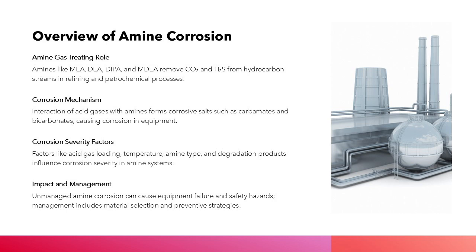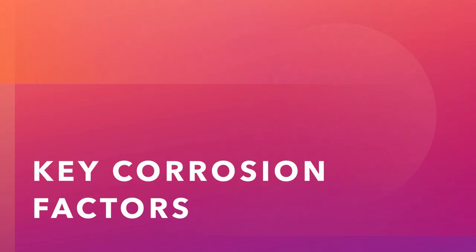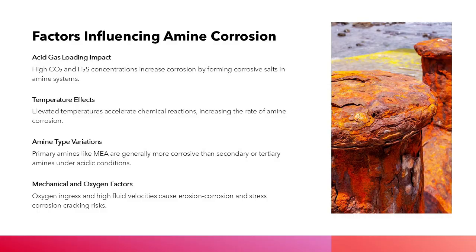Understanding the mechanisms and contributing factors is essential for selecting appropriate materials, implementing preventive measures, and ensuring reliable operation of amine treating units. Key corrosion factors influencing amine corrosion. Several key factors influence the rate and severity of amine corrosion. Acid gas loading is a primary driver. Higher concentrations of CO2 and H2S increase corrosivity by forming corrosive salts.